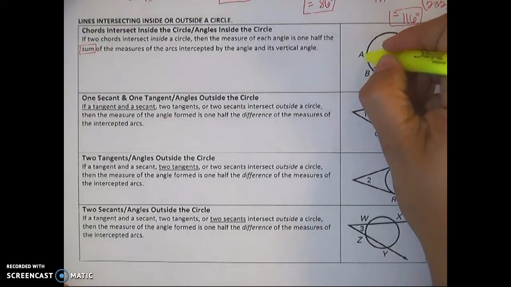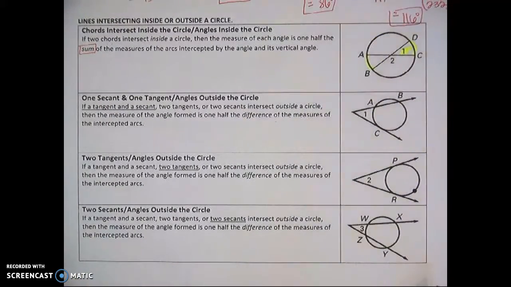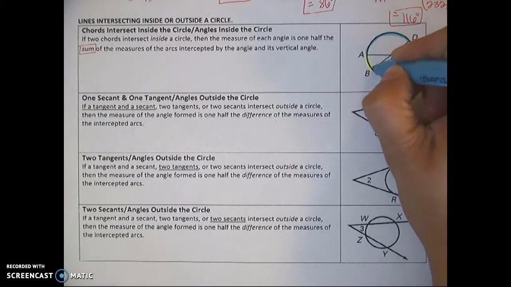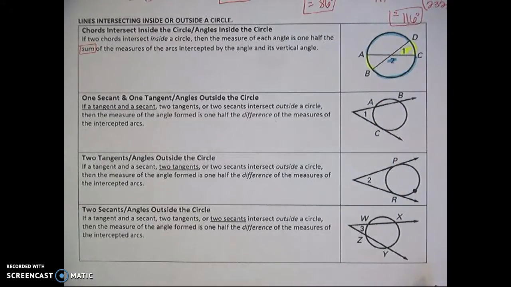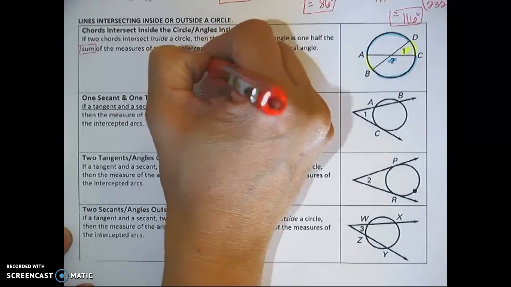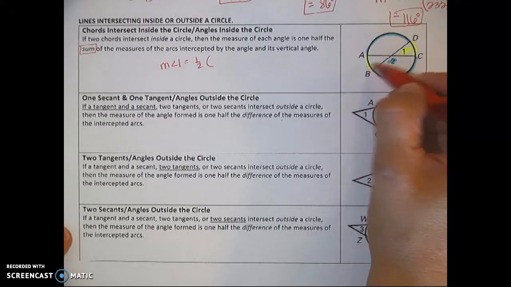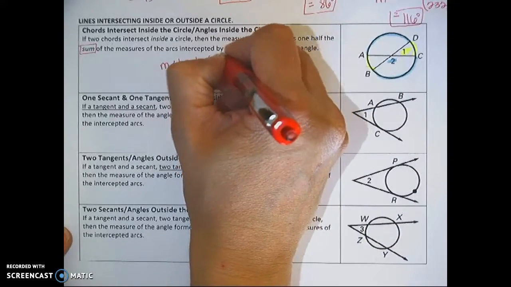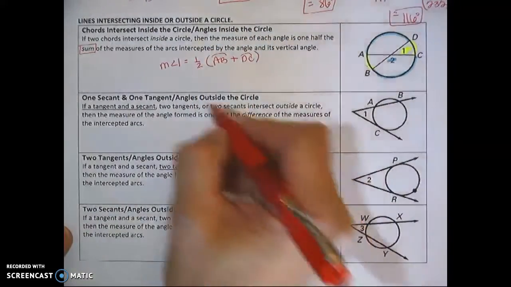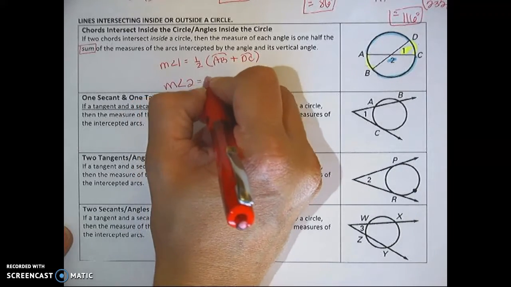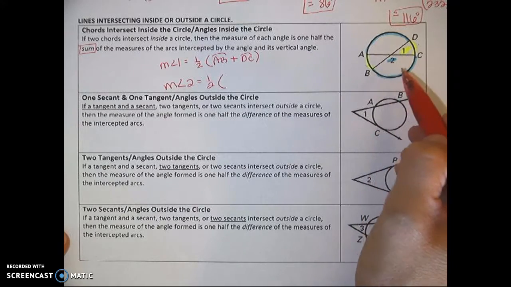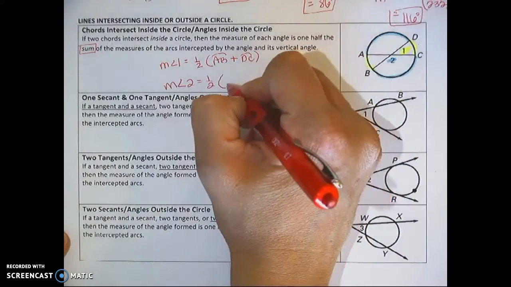Again, AB and DC would go with angle 1, and AD and BC would go with angle 2. So I'm going to write it like this. The measure of angle 1 is 1/2 the sum of these two arcs, AB and DC. Sum means add. The measure of angle 2 is 1/2 the sum of its intercepted arc and the vertical angle's arc, so AD and BC.